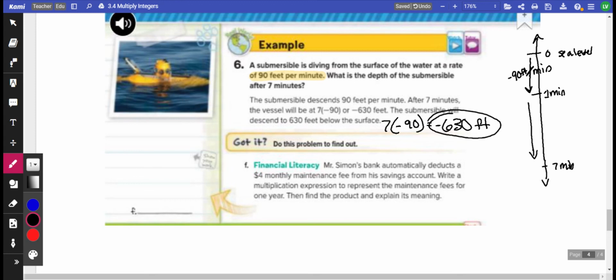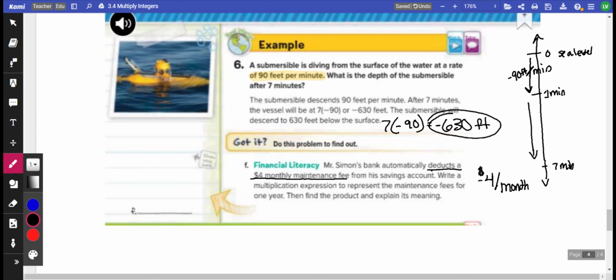So let's try letter F. Financial literacy. Mr. Simone's bank automatically deducts a $4 monthly maintenance fee from his savings account. Write a multiplication expression to represent the maintenance fee for 1 year. Then find the product and explain its meaning. So let's go back and reread this. Mr. Simone's bank automatically deducts a $4 monthly maintenance fee. Okay, so that means that it's going to take out $4 per month. So each month they take out $4.